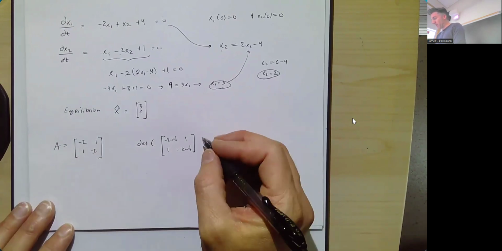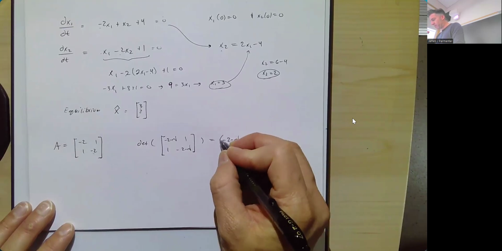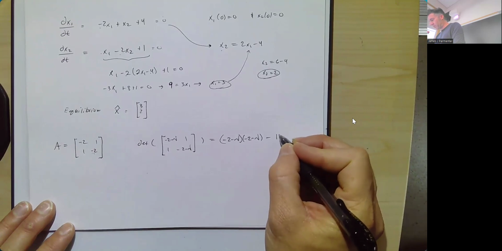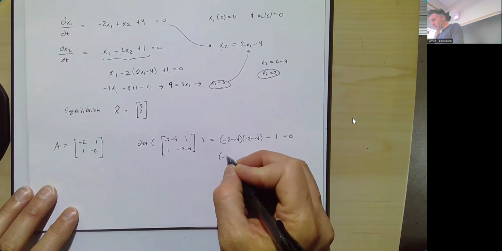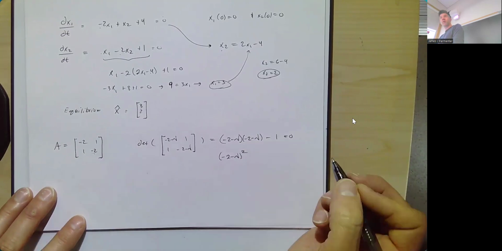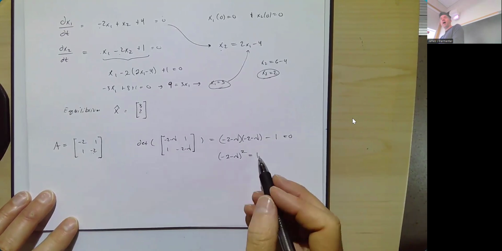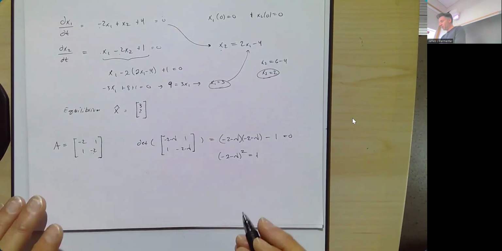What you can do instead is say, well, that's going to be negative 2 minus lambda times negative 2 minus lambda minus 1 times 1. But since this is the same thing, you can say, oh, I've just got negative 2 minus lambda squared. Add the 1 to the other side. And since that's a positive over there, we're not going to have an imaginary situation. We're going to be totally real.